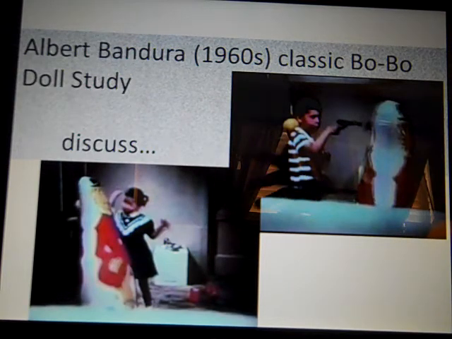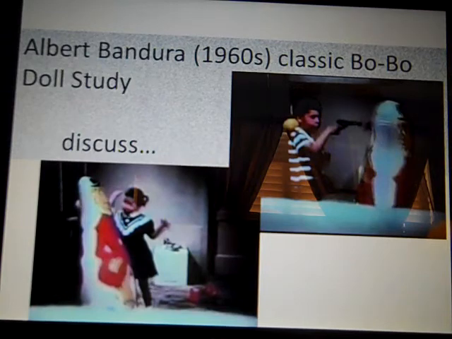Well, most of them beat the crap out of the doll. They kicked it. They beat it. They did exactly what they saw the adults do. In the other part of the study, they had adults go into the room with this same doll that you see here, and they modeled appropriate behavior. They did not hit it. They did not strike the doll.